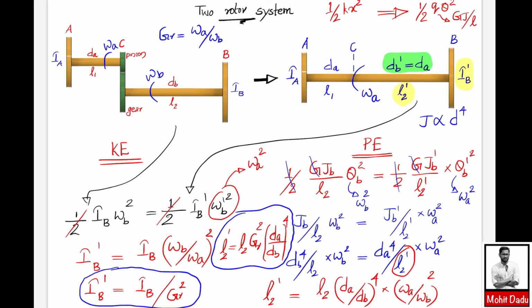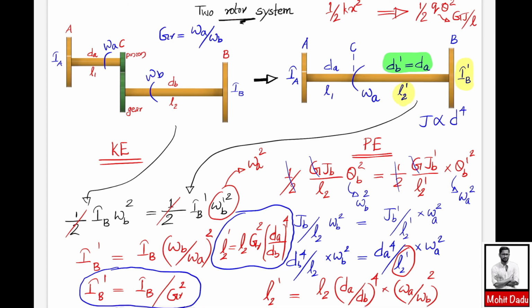So if you are looking for the change in length from the geared system, in the geared system you are having these two lengths L1 and L2. Whenever it is becoming this two rotor system, then the total length will be becoming L1 plus L2 dash, where L2 dash is actually L2 into gr square into d_A divided by d_B the whole raised to 4. So this one you can solve for the geared system problem, the torsional vibrations of geared system, where you are converting it into an equivalent two rotor system. It is based on the assumption that the mass moment of inertia of the gear elements, that is the pinion and gear, are negligible.